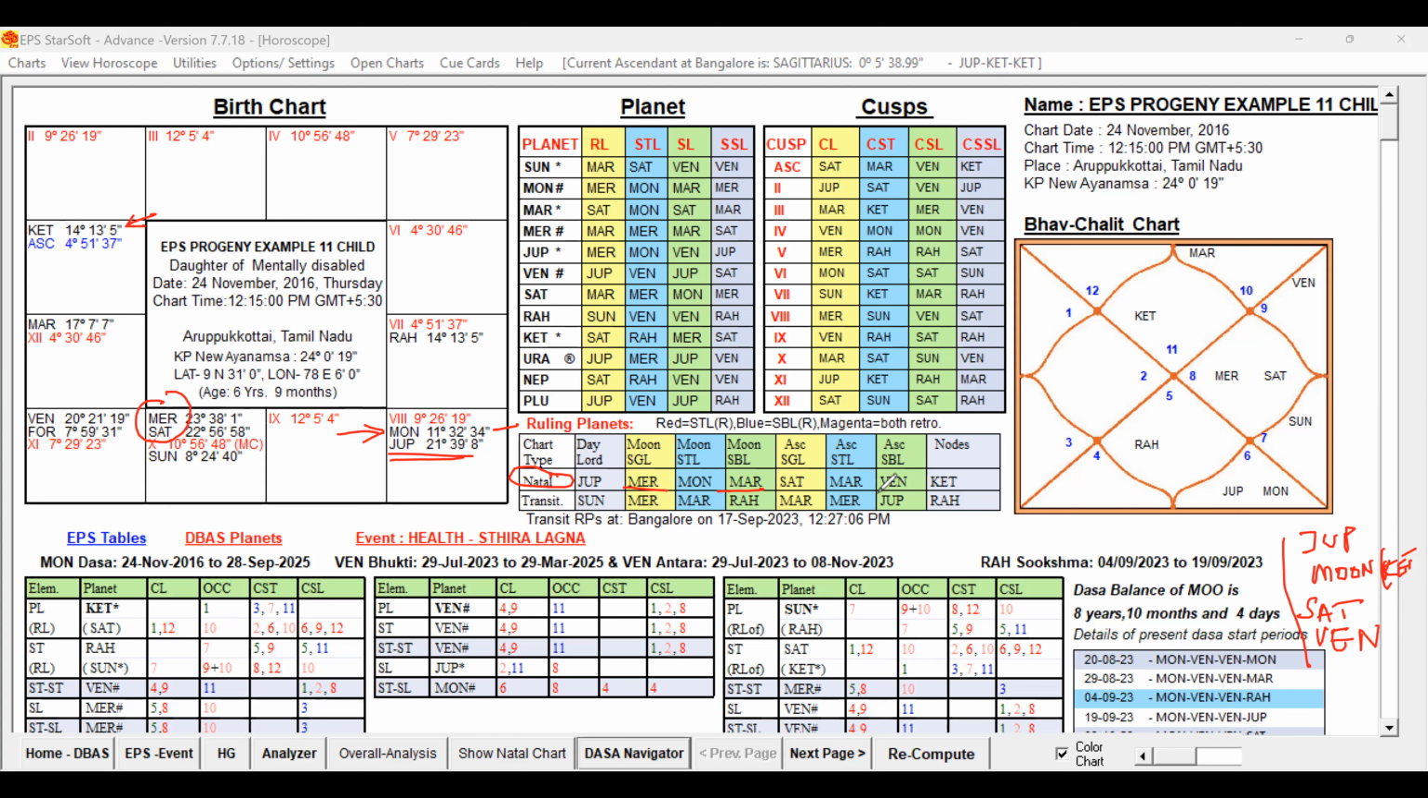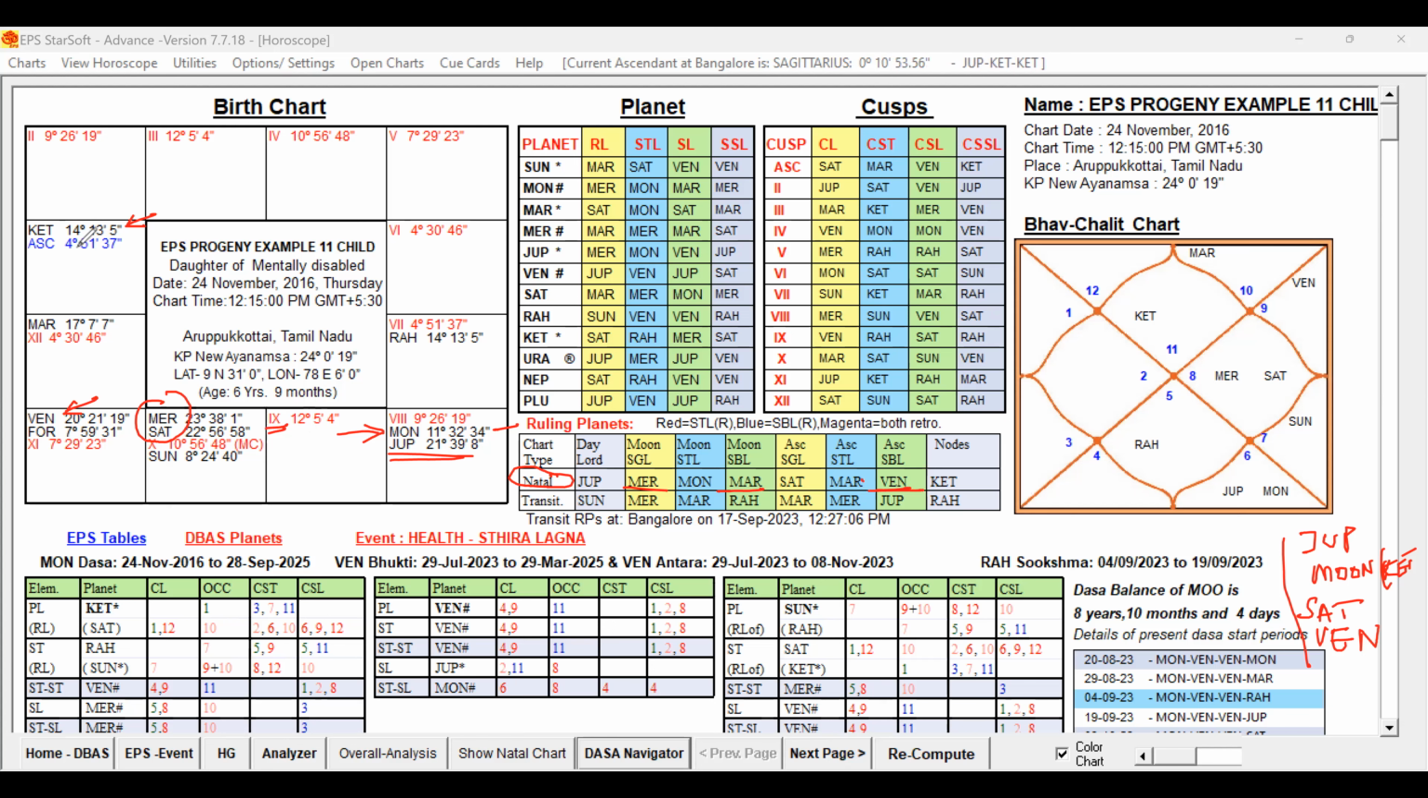And the Lagna star lord is also Mars, and the sublord is Venus. So where is Venus? Venus is in the sign of Jupiter. For this Lagna, for this Sthira Lagna, ninth house, Venus. Venus is the Badhaka lord for this Lagna. That is for the native, for the child.